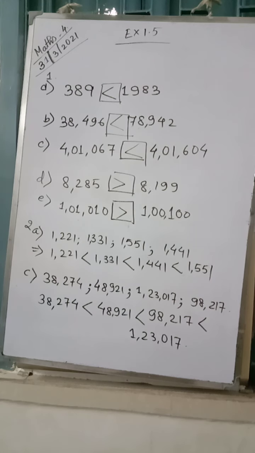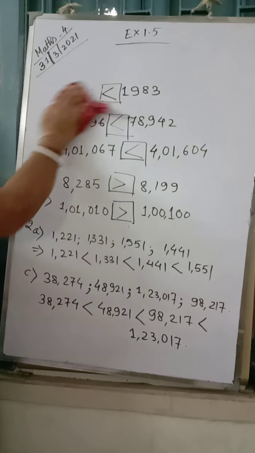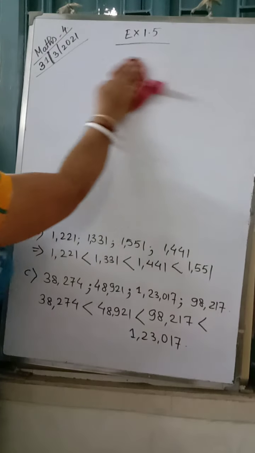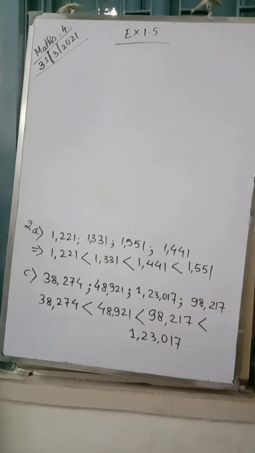Is it? Similarly, if we write for descending order, the sign will be greater than. Okay. Let us see descending order.